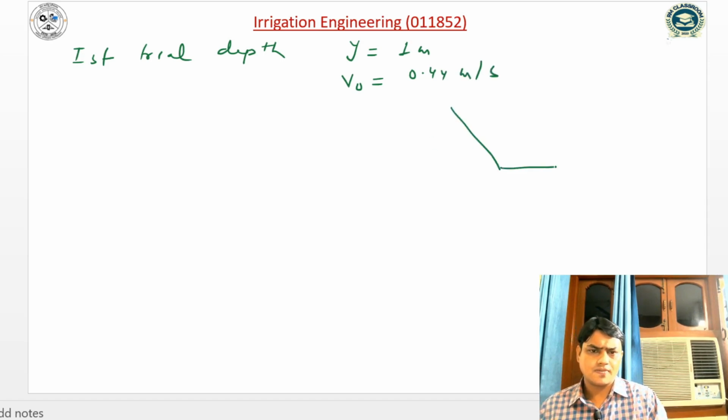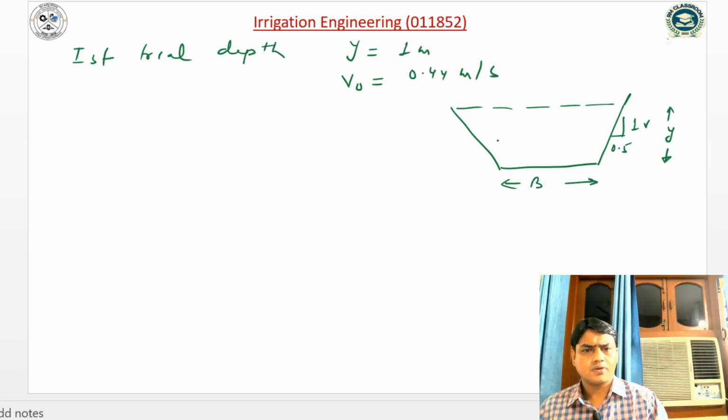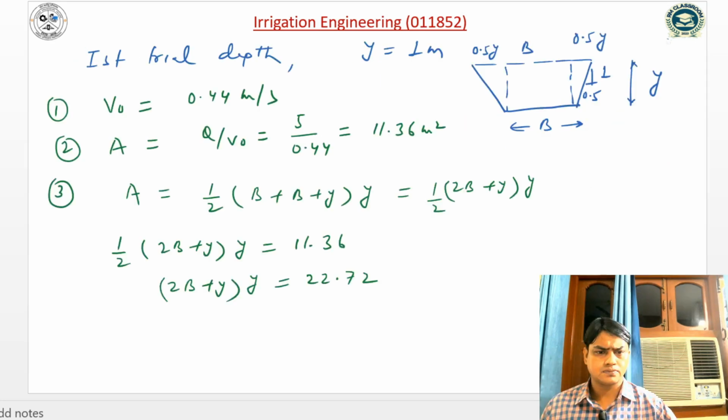If this is the channel, and this is 0.5 horizontal, 1 vertical, and if this is y and this is b, so this is also 0.5 y. So for the first trial depth of 1 meter, the critical velocity we have computed is 0.44 meter per second. Once we have computed the critical velocity, the area of the channel can be computed as Q by V naught, that is 5 by 0.44, so it is 11.36.